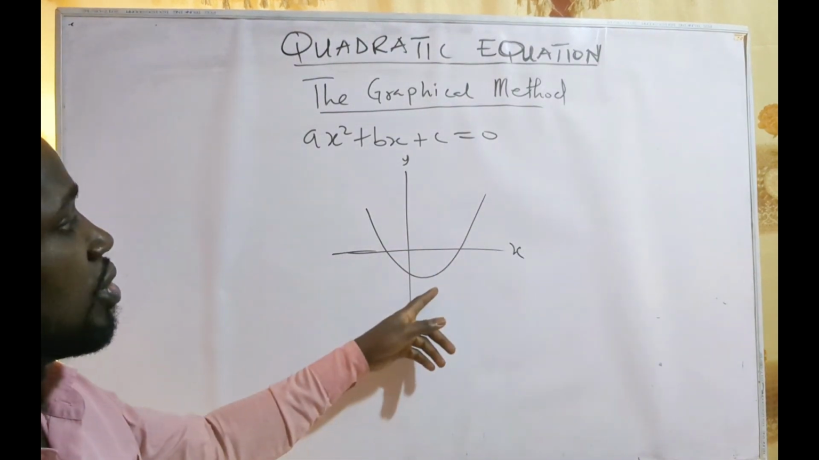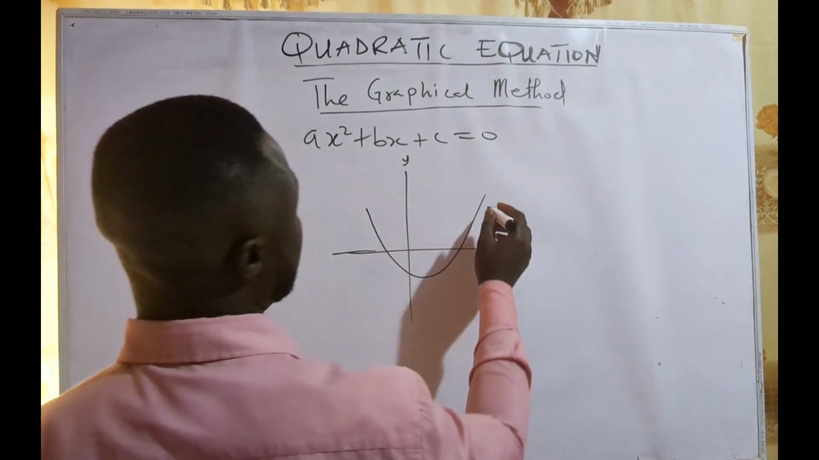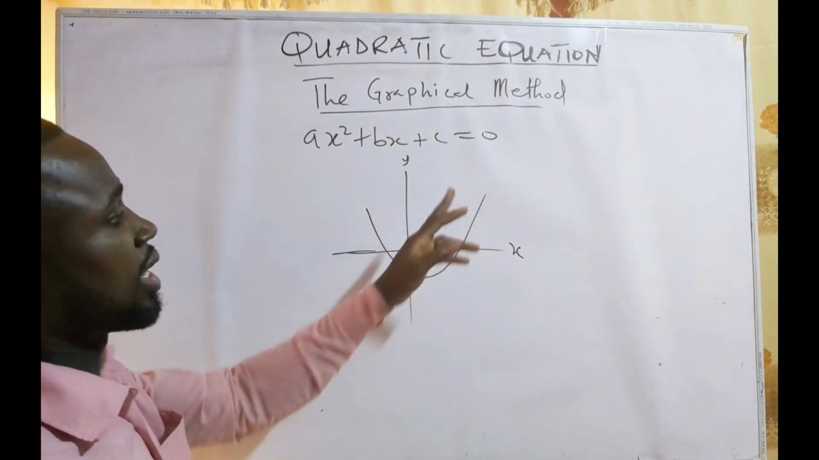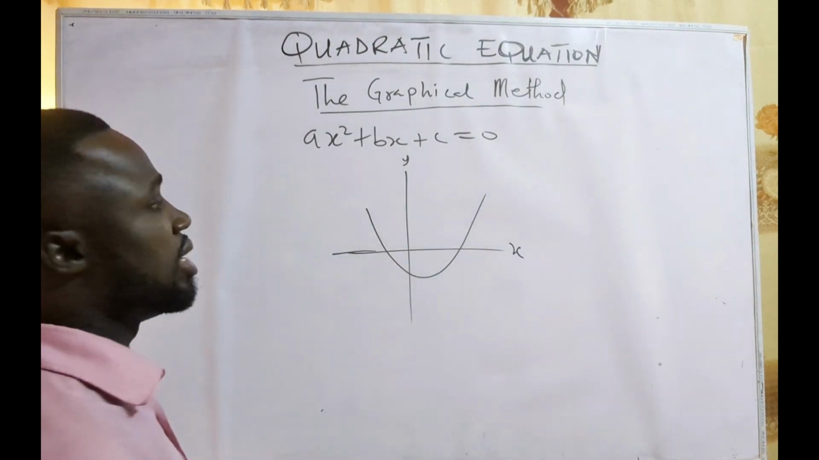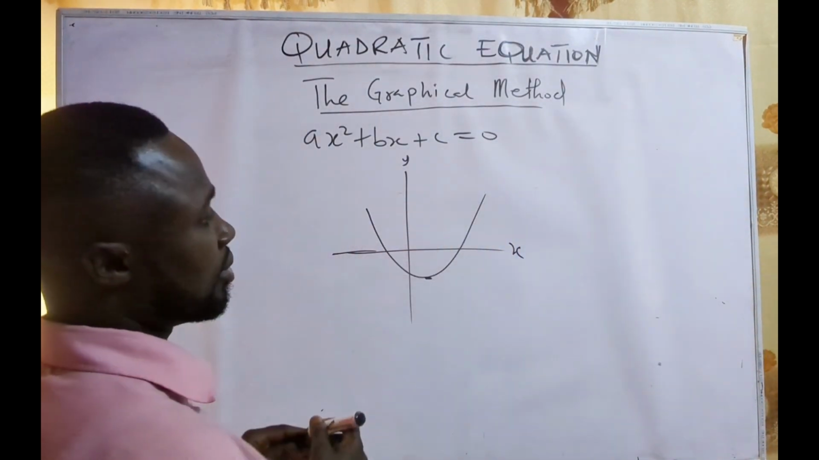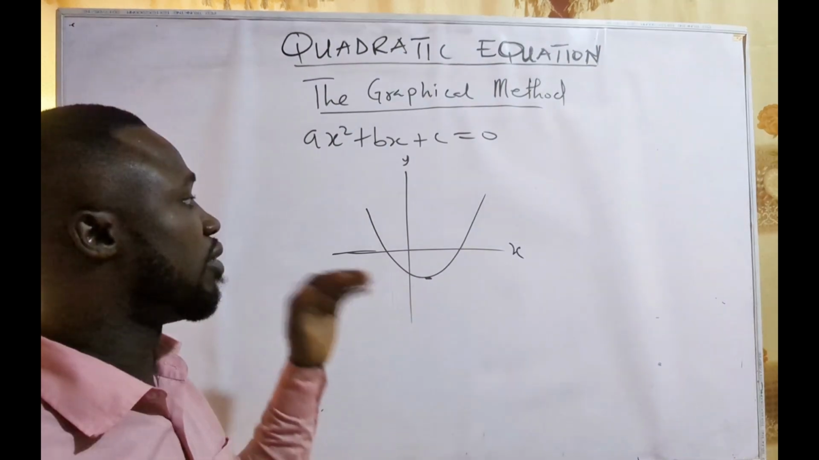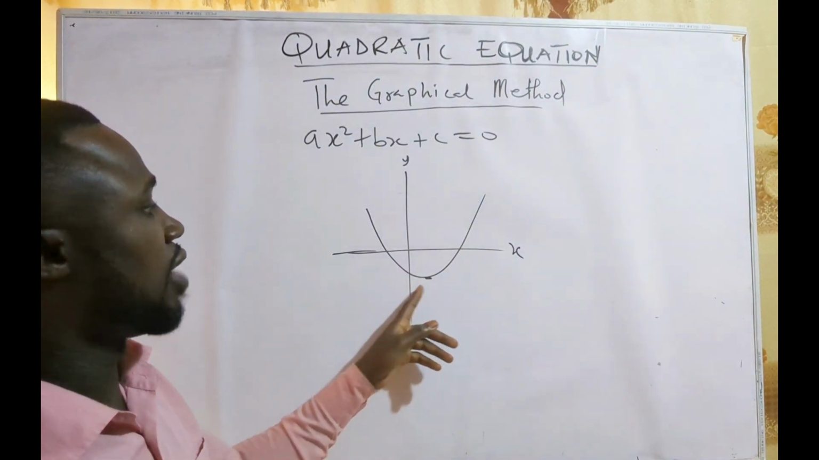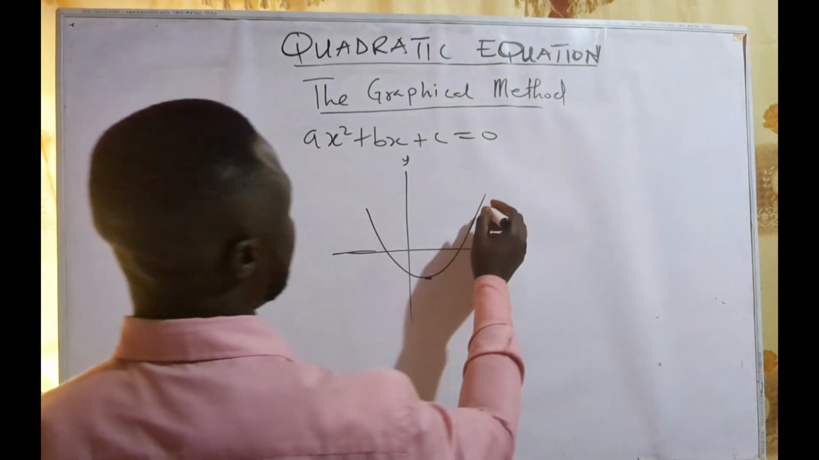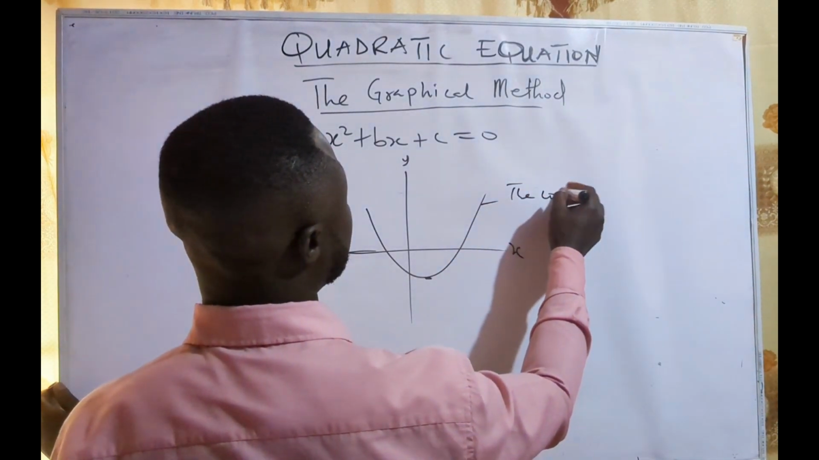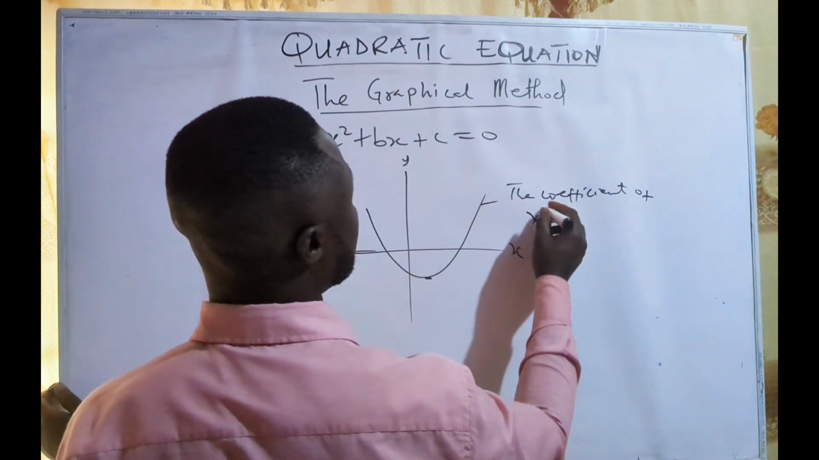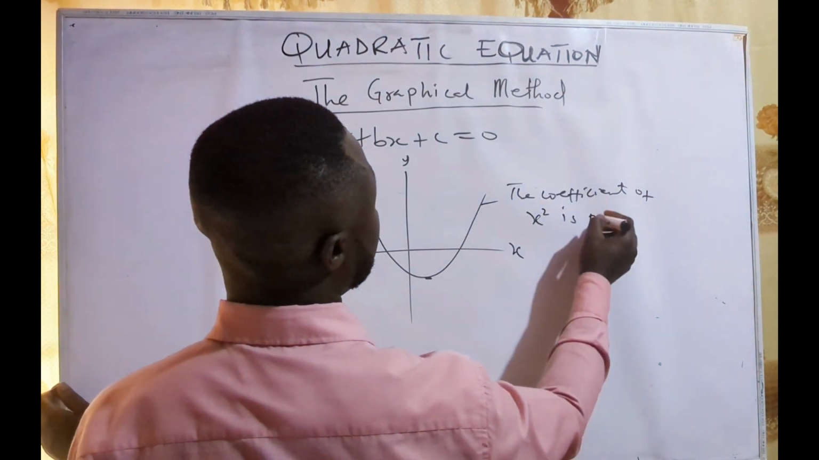This is how your curve is going to be. When you draw a quadratic, it will be a curve like this, and we are going to have a minimum curve. Minimum means that the curve will be in this particular shape, like the U shape, where we may have a minimum value of y and its corresponding x value. This is where the coefficient of x squared is positive.